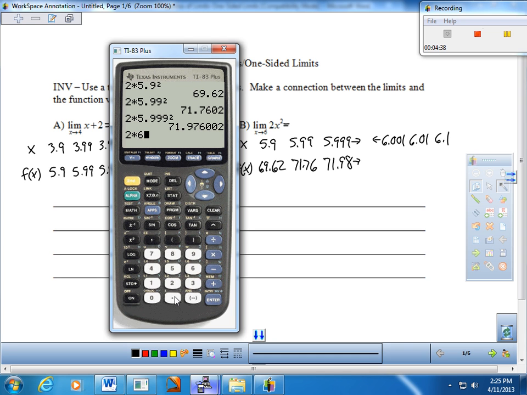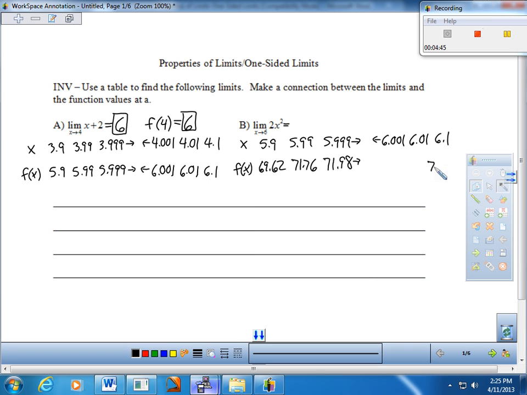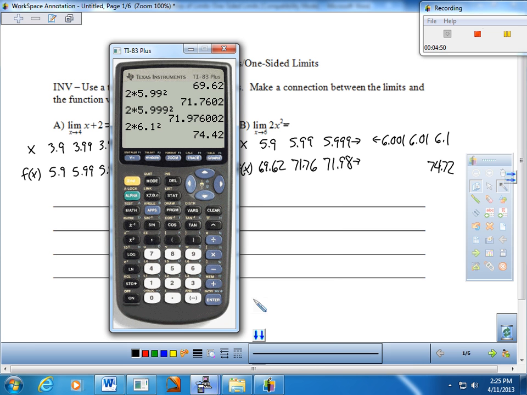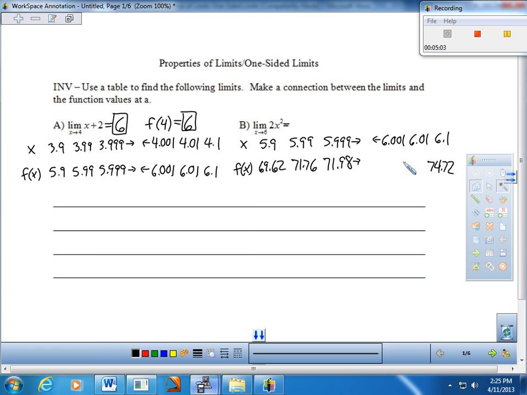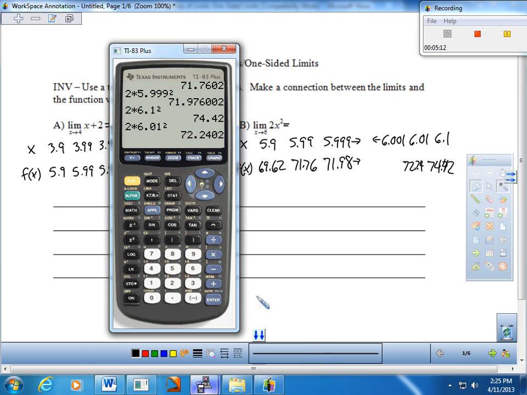So 2 times 6.1, and I'll square it. There we go. So from the other direction, I've got about 74.42. Cool. You're filling in the table with me, of course. I'll change that, 74.42. 2 times 6.01, and square that one. So 72.24. Put that right here. Sounds good. And I've got one more to do. And so I've got 2 times 6.001. And then I square it. Good, and I get 72.02, give or take.